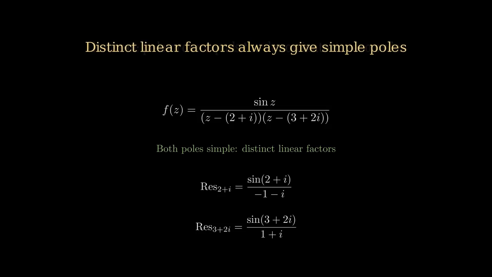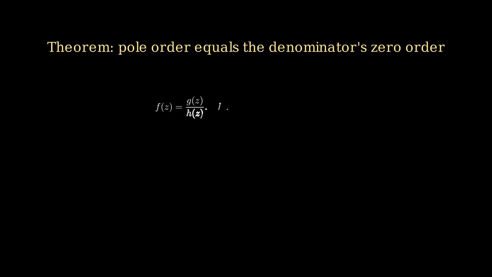A useful theorem for spotting pole order from zeros: if a function equals one function divided by another, and the denominator has a zero of order m at a point, while the numerator doesn't vanish there, then the pole's order is exactly m. Pattern to recognize: just check how many times the denominator's zero repeats. You don't need to expand anything.